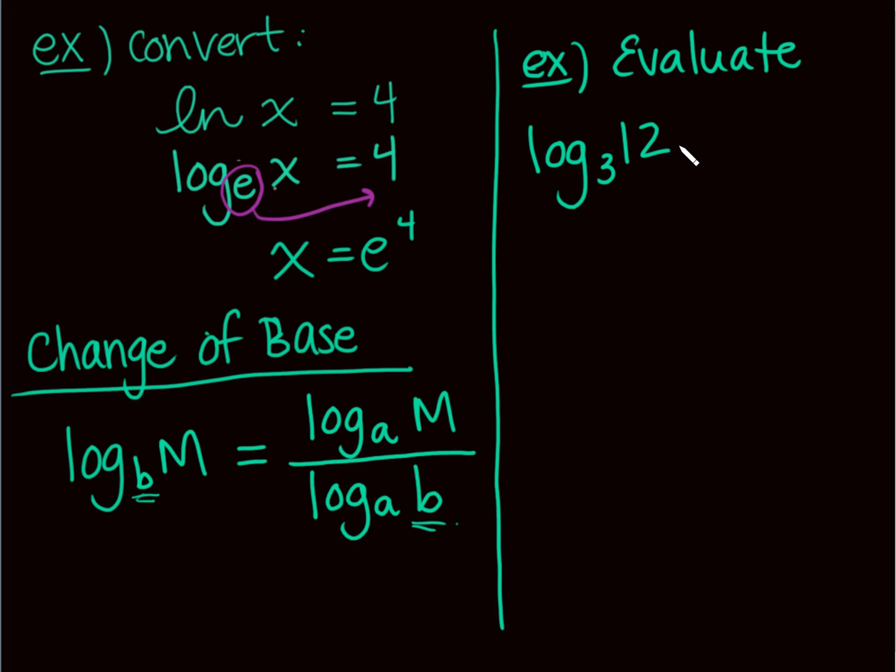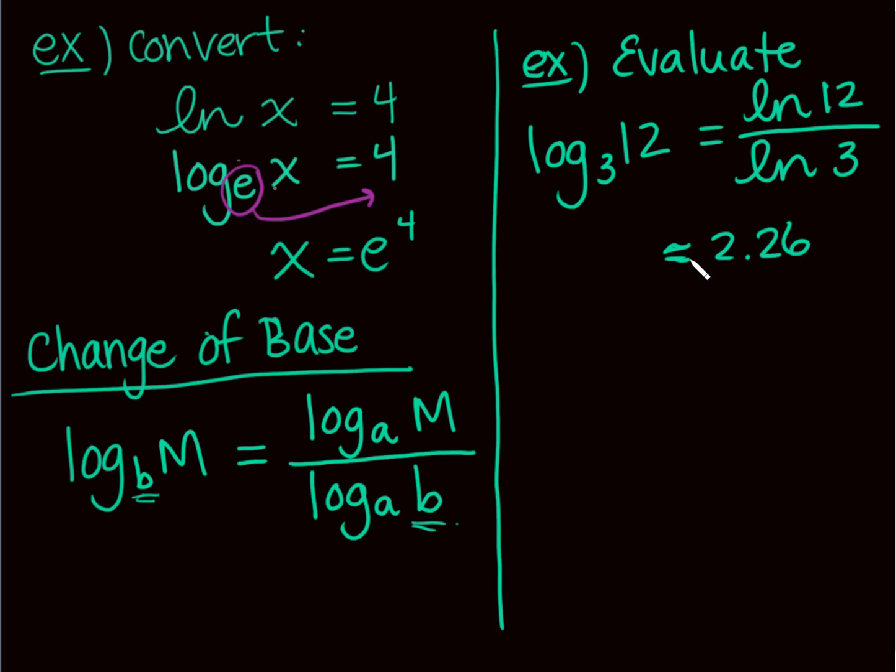Well, in my calculator, I don't have a log base 3. But guess what I do have? I have a natural log. So in the change of base formula, my m in this case is 12. I'm going to do the natural log of 12 over the natural log of 3. Just try and stop me. The base stays in the basement. If I put that in my calculator, natural log of 12, close parenthesis, divided by natural log of 3, close parenthesis, I see that this equals about 2.26.